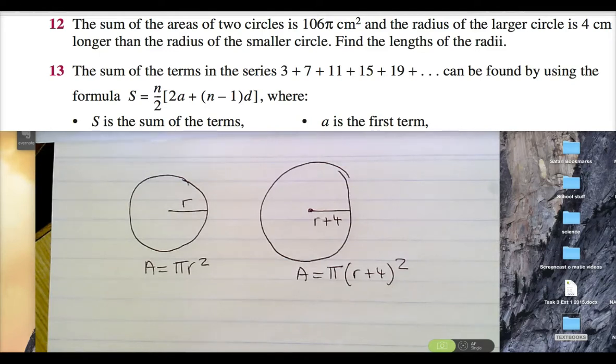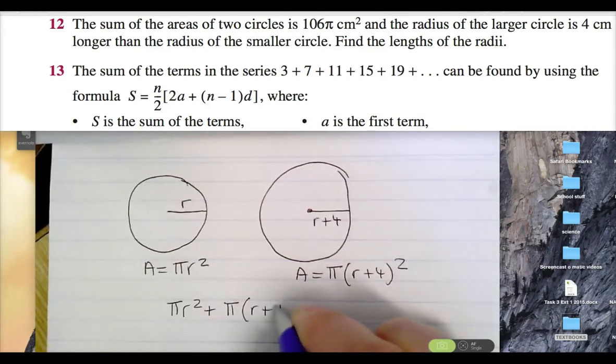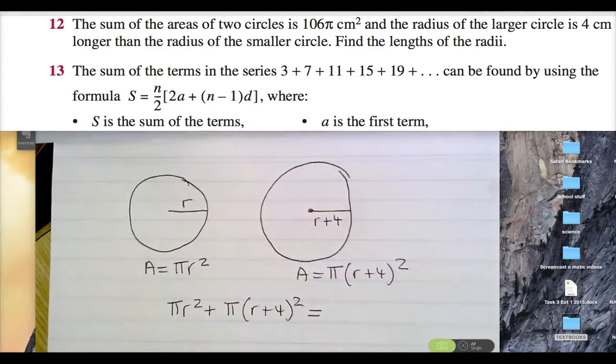Let's read the question again. So, girls, drawing really helps with this question. The sum of the areas of 2 circles, and the radius of the larger circle is 4 centimeters longer than the radius of the smaller one. As you've said, pi r squared plus pi times r plus 4 squared is what?